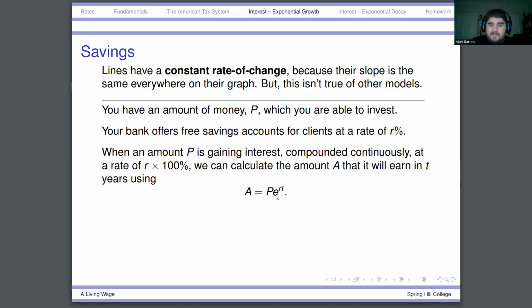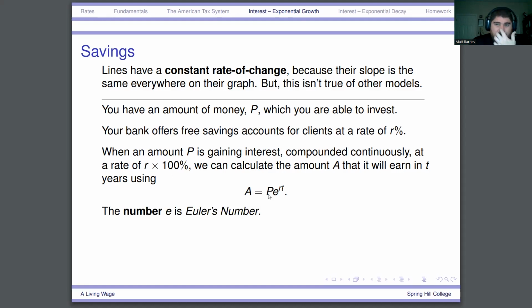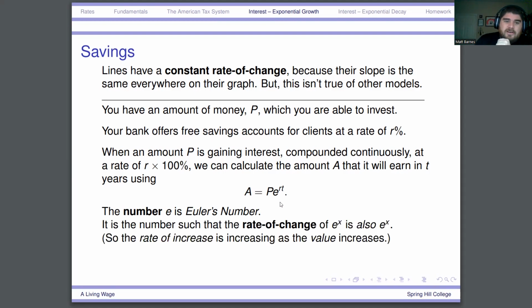Now, E is not our variable here. We only have principal, rate, and time that we talked about. E is actually Euler's number, which is a number where the rate of change of the function e to the x, the exponential function, is also e to the x. So basically, it's the number where everything works nice. We'll leave the rest of that until calculus to discover exactly what we mean by that. But for now, just know that it's the number that makes everything work nice.